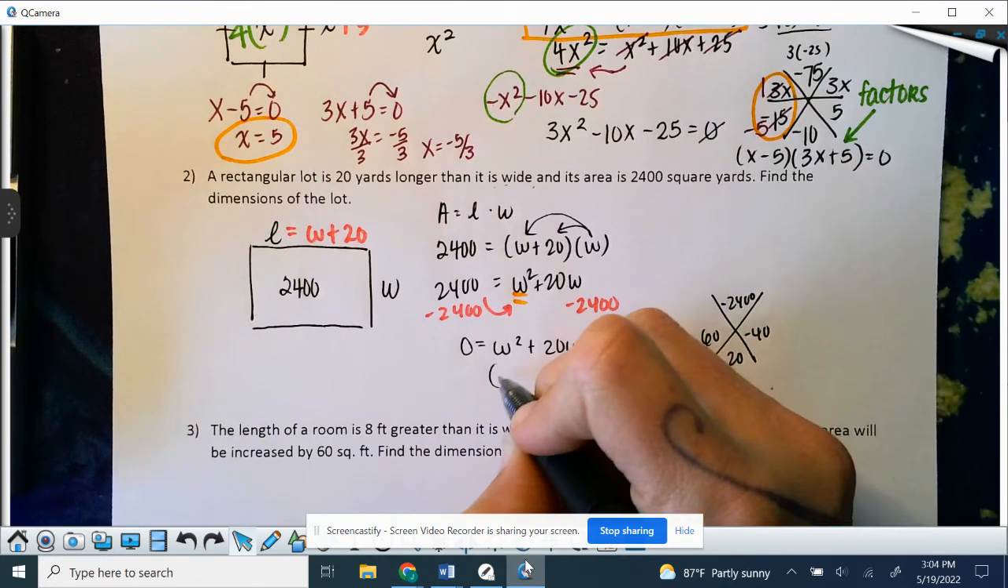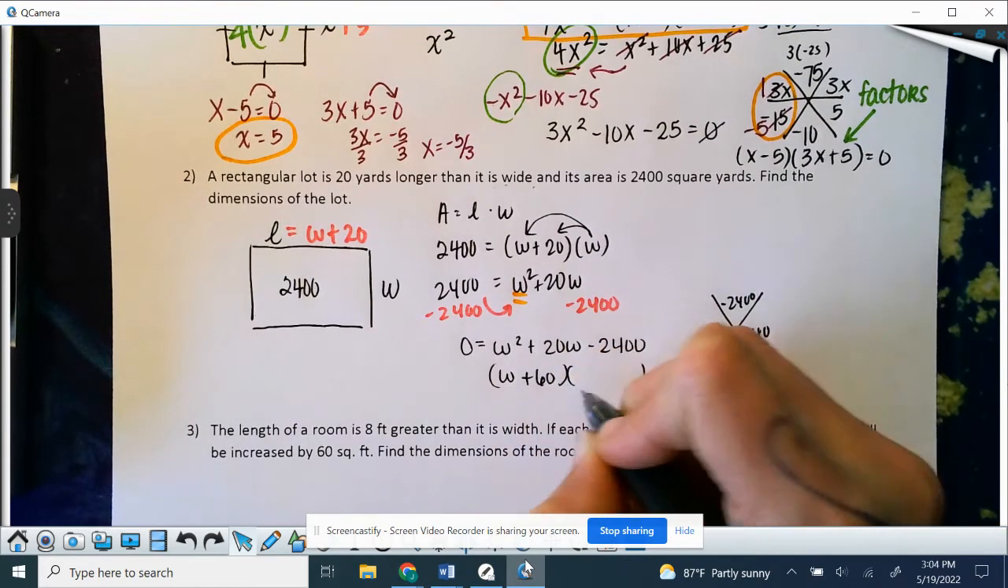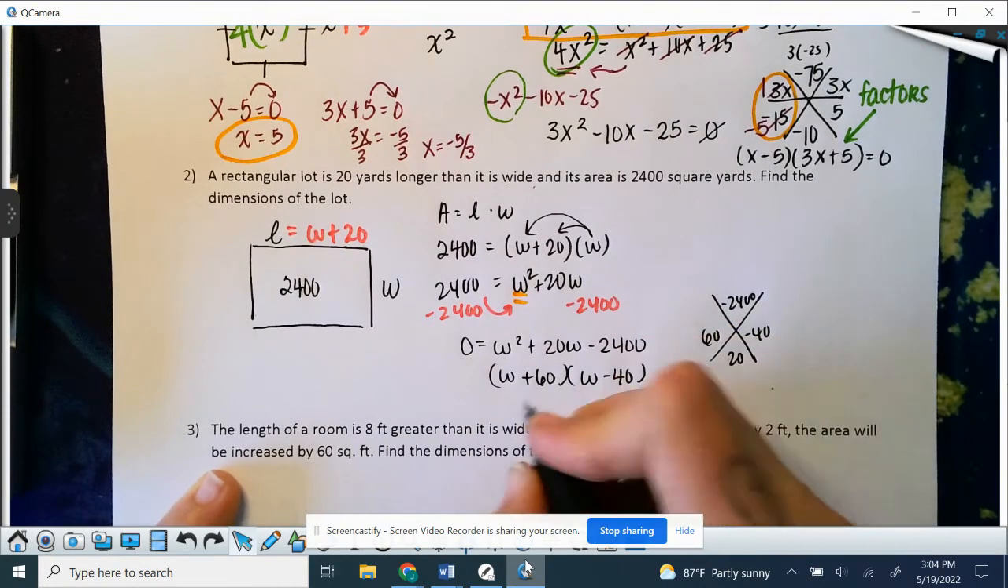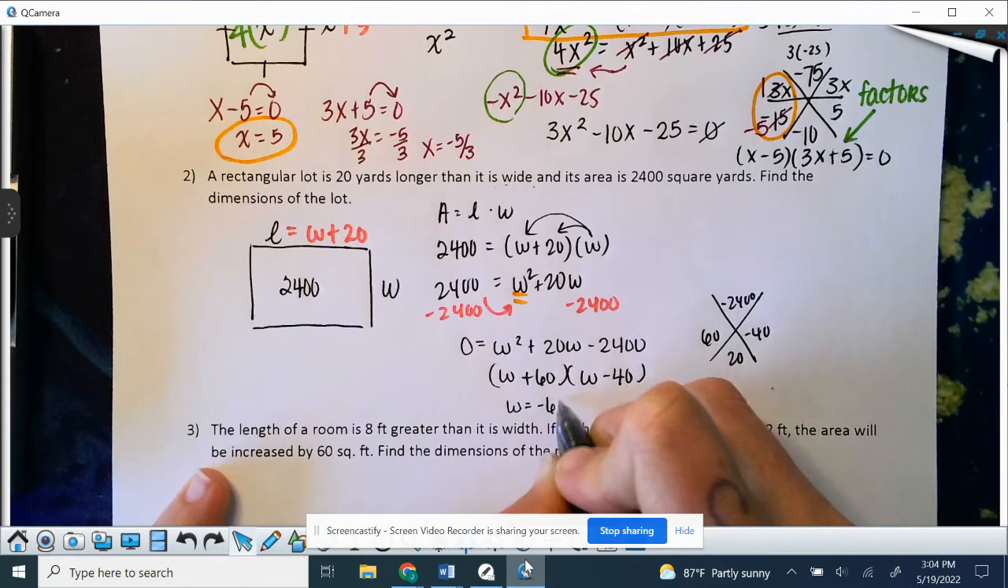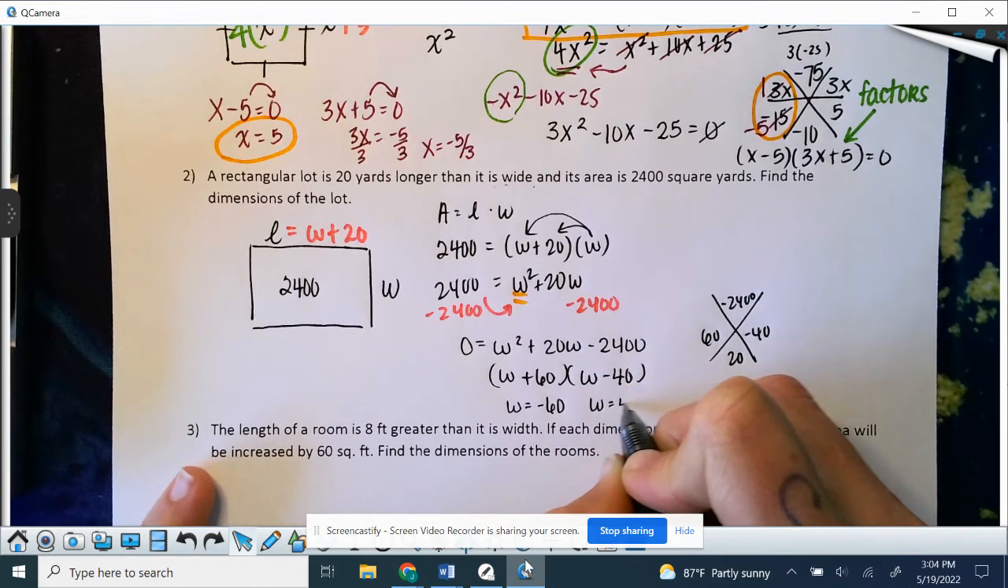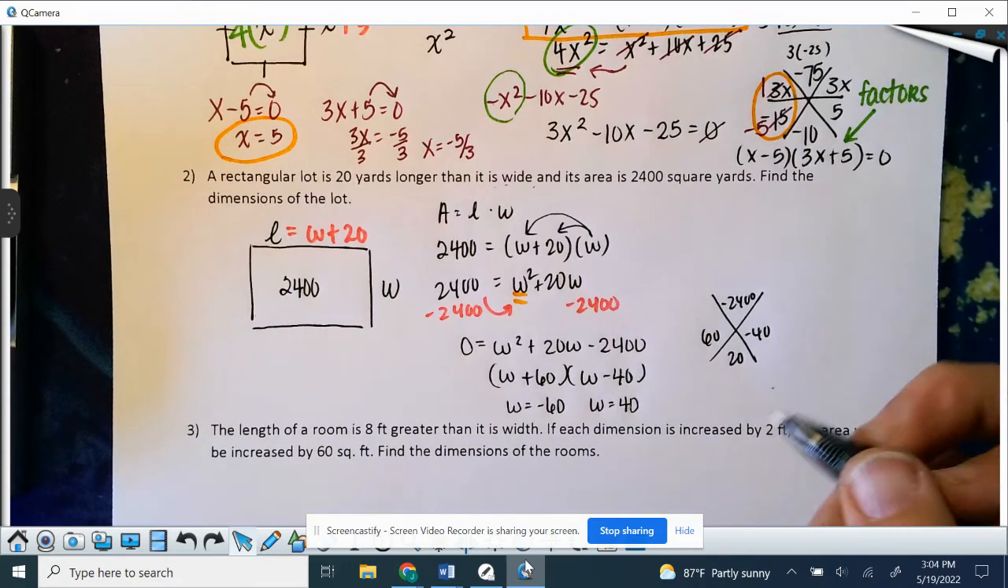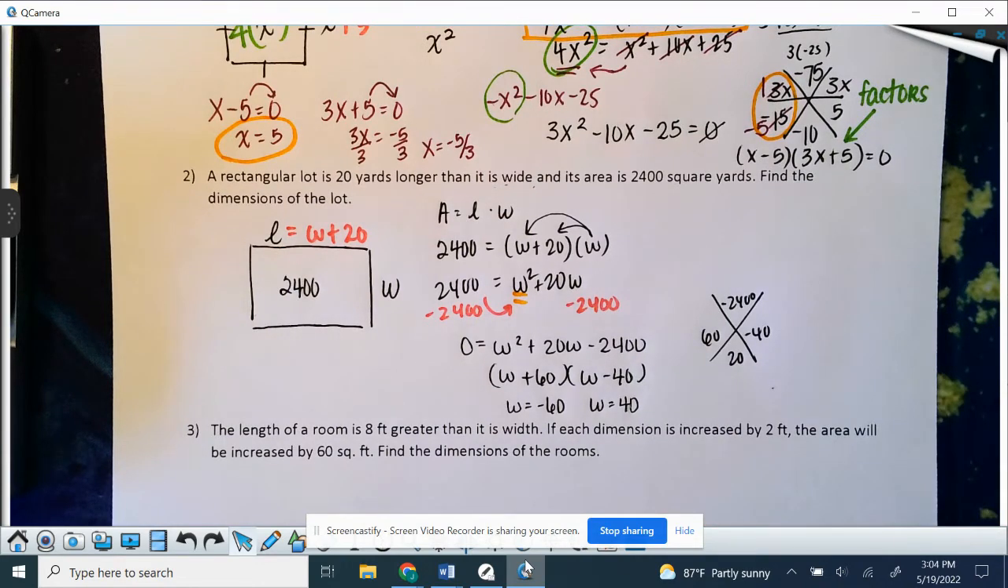So my factors are W plus 60 and W minus 40. If I set both of those equal to 0 and solve, that's going to give me W equals negative 60, like we saw in the graph, and W equals a positive 40, like we saw in the graph where it crosses the x-axis. So our width is 40, and that's for the dimension, so we know that the width is 40.